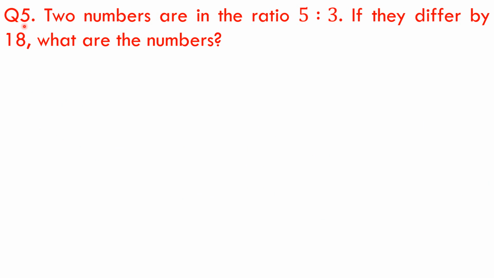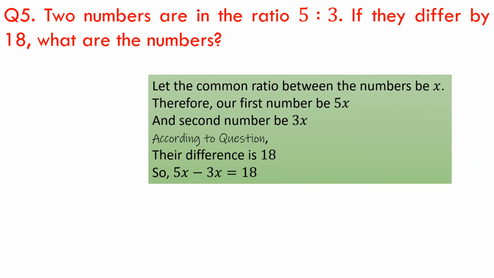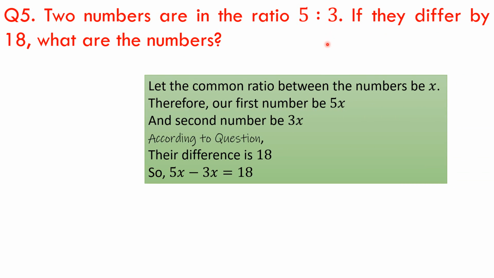Question number 5. Two numbers are in the ratio 5:3. If they differ by 18, what are the numbers? Since both numbers are in the ratio 5:3, let the common ratio between the numbers be x. Therefore, हमारा first number होगा 5x and second number होगा 3x.